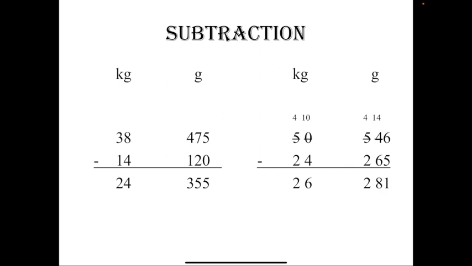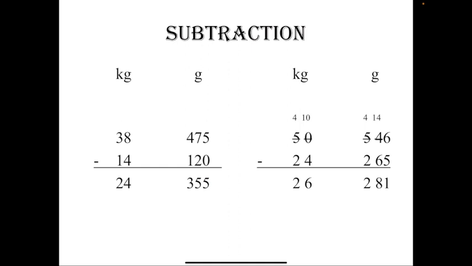Taking one more example, I have two weights here, 50 kilograms 546 grams minus 24 kilograms 265 grams. Now starting from the extreme right, 6 minus 5. You can easily do. 6 minus 5 is 1. So I have written the answer 1. Now moving to the next column. From 4 you have to subtract 6. And that you know is not possible. Because you cannot subtract a bigger number from a smaller number. Then what will we do? Yes, we will borrow from the neighboring column.